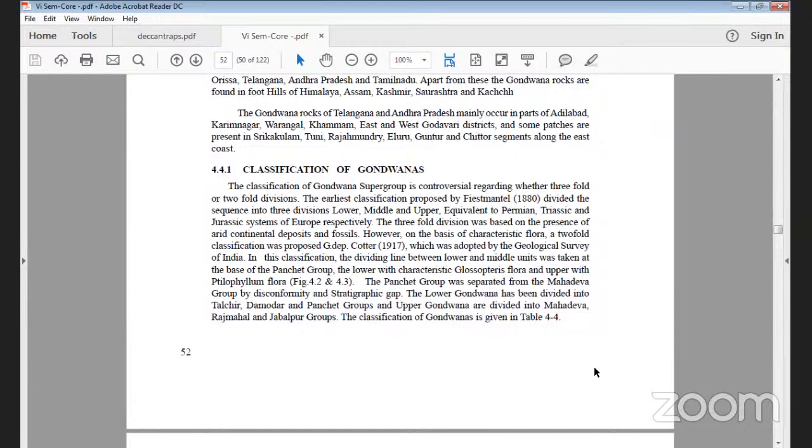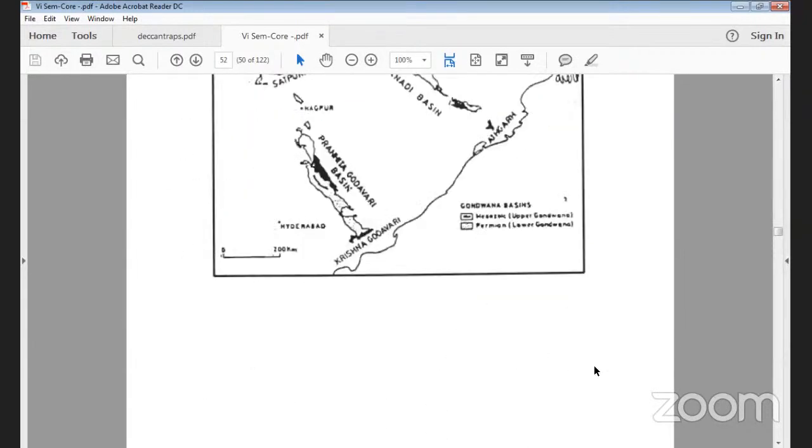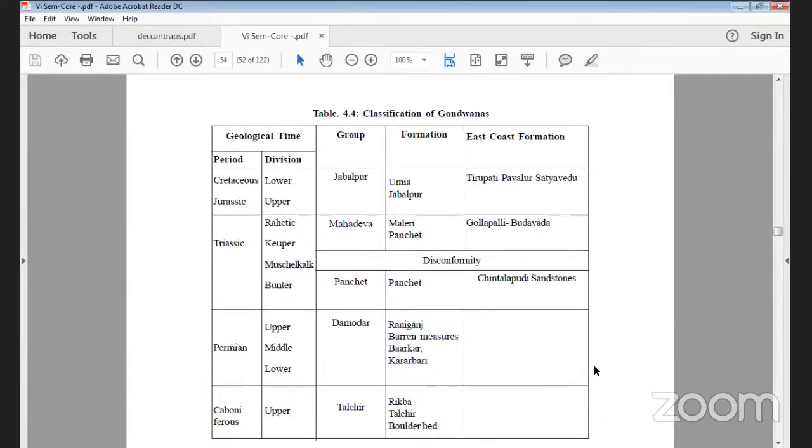The lower Gondwana has been divided again into the Talcher, Damodar, and Panchet groups. The upper Gondwana was divided into the Mahadeva, Rajmahal, and Jabalpur groups. Now let us see the classification of these Gondwana in the form of a table. This is the table of classification of Gondwanas.